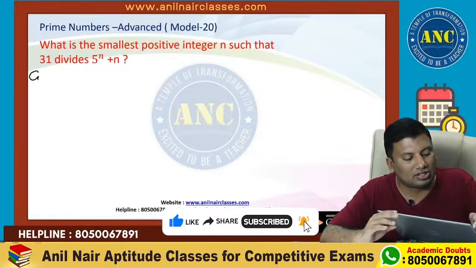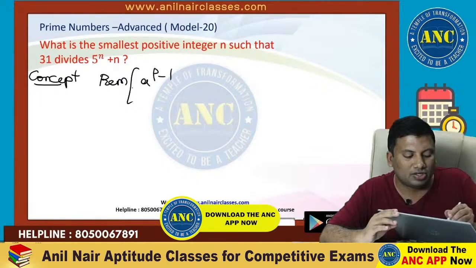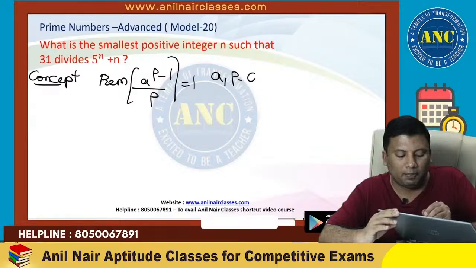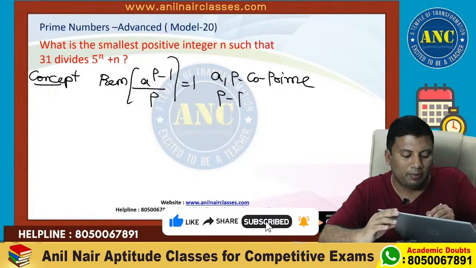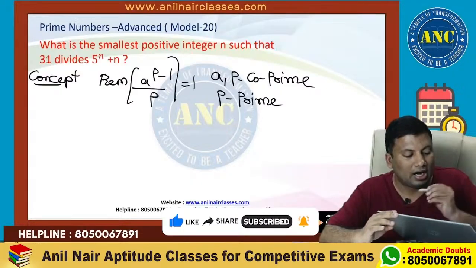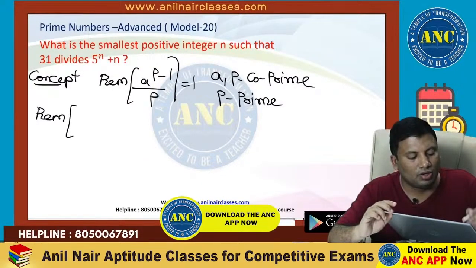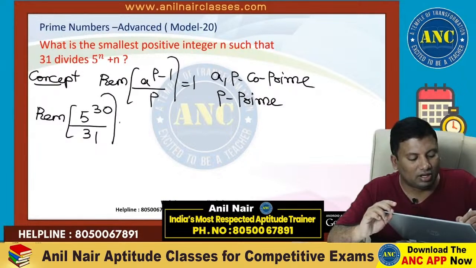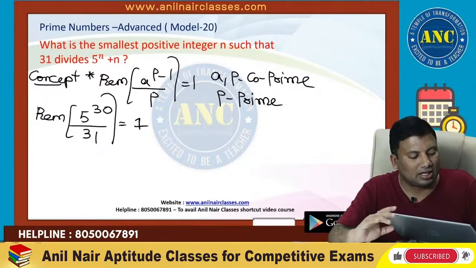Now another concept, modulo number 20. Remember, a power p minus 1 divided by p gives remainder 1 when a and p are co-prime and p is a prime number. So according to this theorem, 5 power 30 divided by 31 is nothing but 1, since 31 is a prime number.